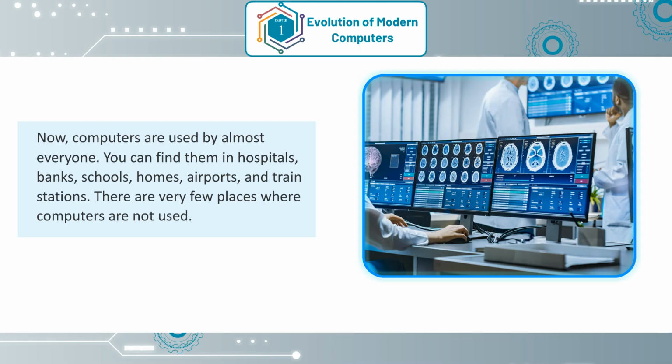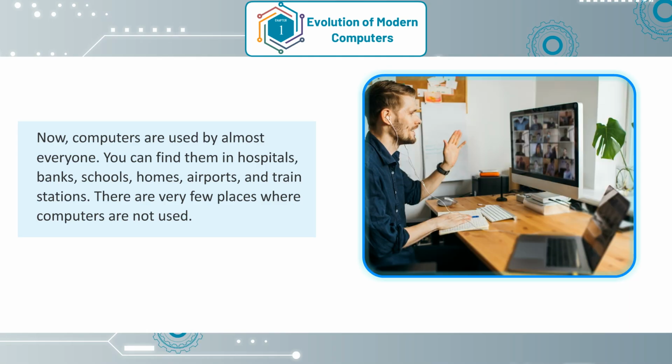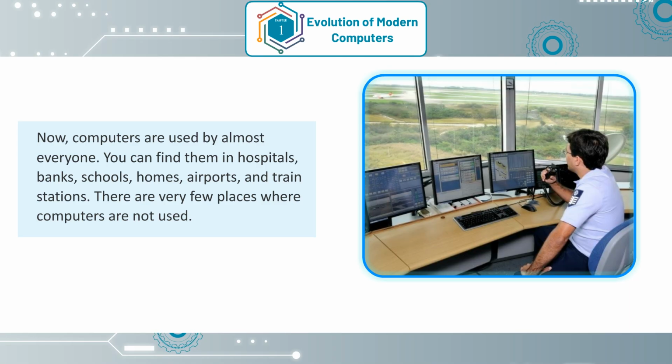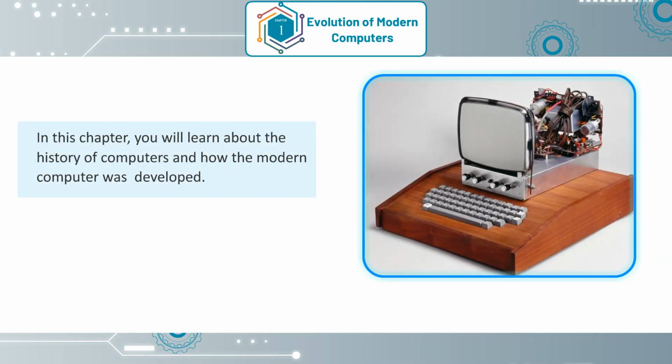Now, computers are used by almost everyone. You can find them in hospitals, banks, schools, homes, airports, and train stations. There are very few places where computers are not used. In this chapter, you will learn about the history of computers and how the modern computer was developed.